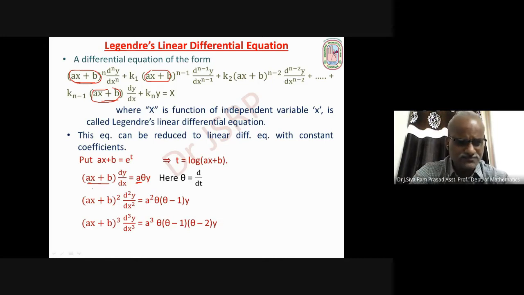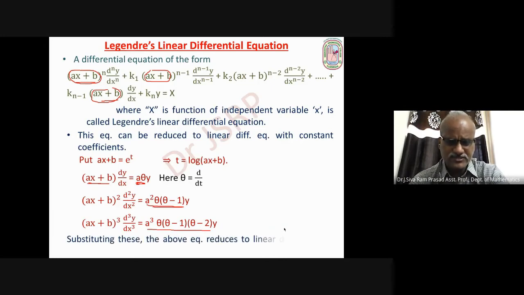As the order of the derivative increases, the power of a also increases. In the first derivative, the coefficient is a theta. In the second derivative, it is a square theta into theta minus 1. In the third derivative, a cube into theta, theta minus 1, theta minus 2. Similarly, in the fourth derivative, a power 4 into theta, theta minus 1, theta minus 2, theta minus 3 y. Here the new independent variable is t, so theta equal d by dt. Substituting this, the above equation reduces to a linear differential equation with constant coefficients, in which t is the independent variable.